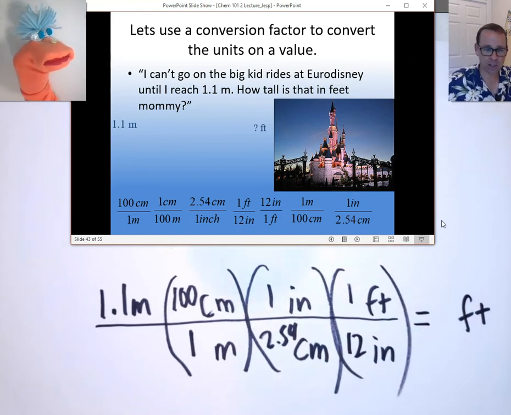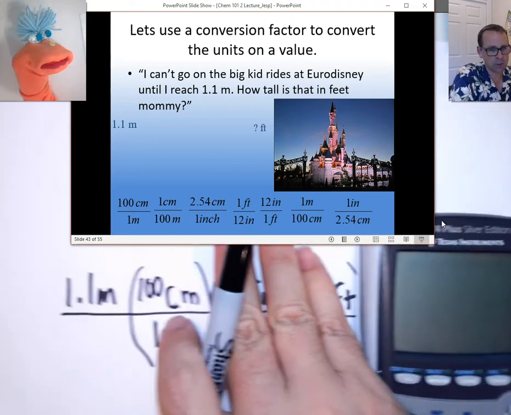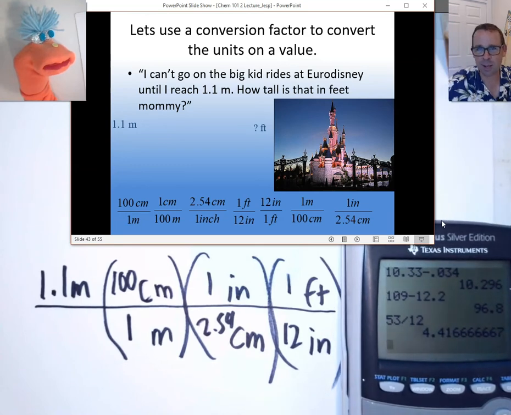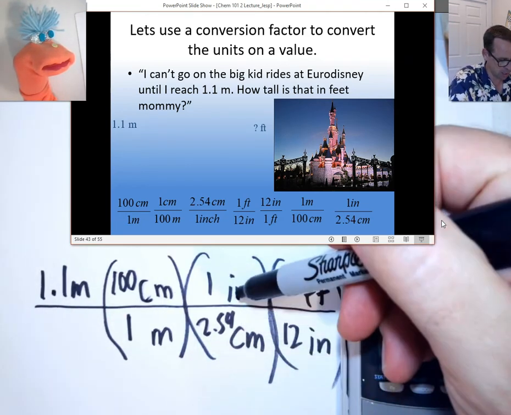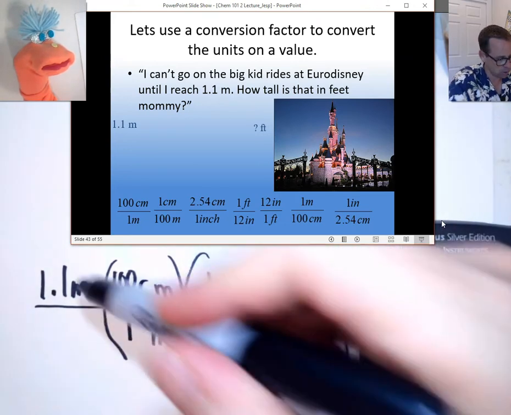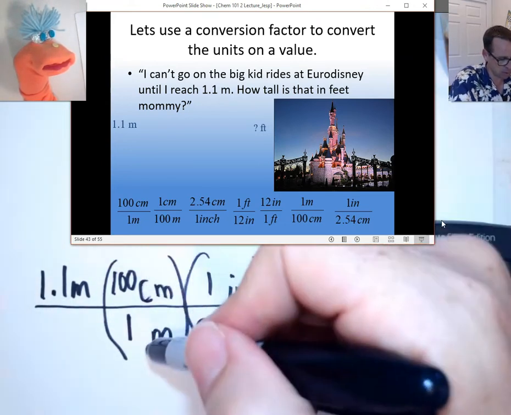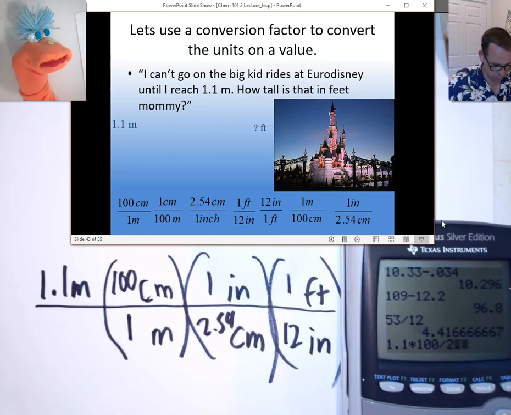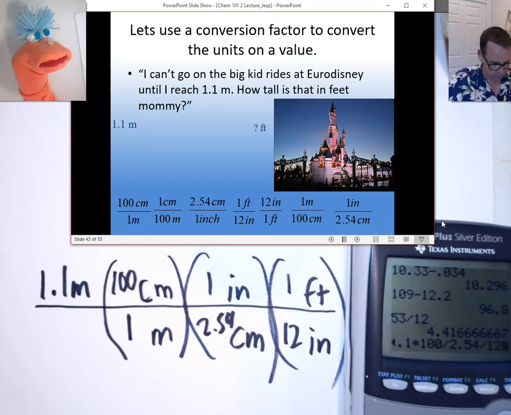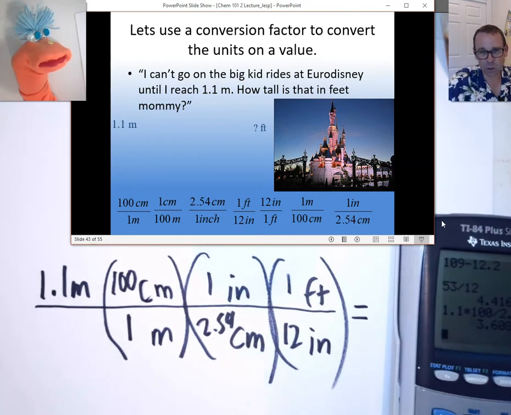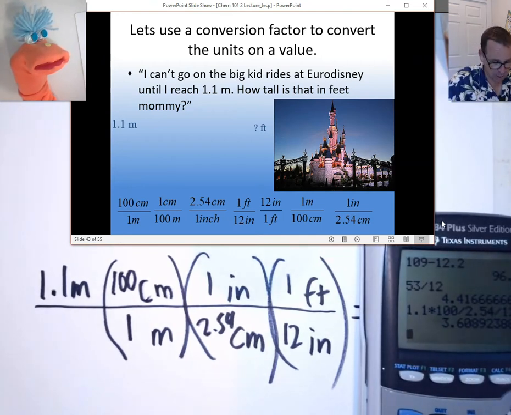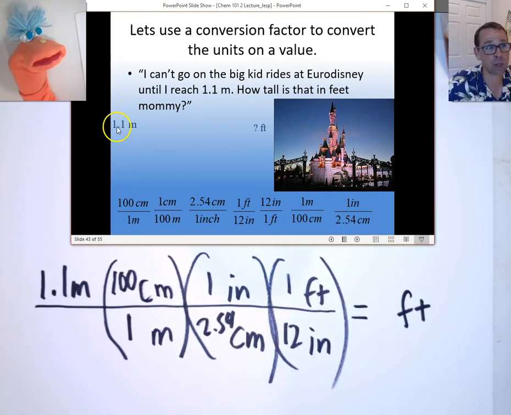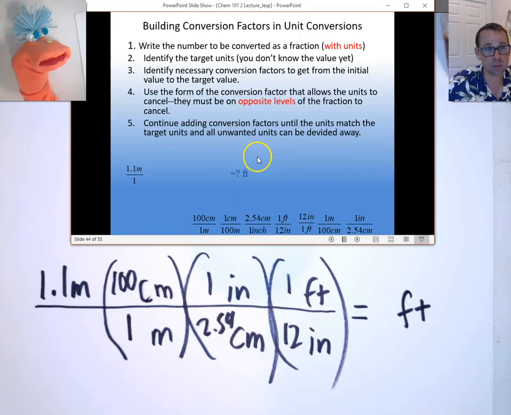Very good. Now, when I do this in the calculator, all I have to do is everything on top gets multiplied and everything on the bottom gets divided. It doesn't matter the order. So I go 1.1 times 100 divided by 2.54 divided by 12. I left out multiplying by ones because we know that's always 1. So my answer is 3.6. Two significant figures because we started with 2 here, 1.1, right? So 3.6 is going to be my answer.